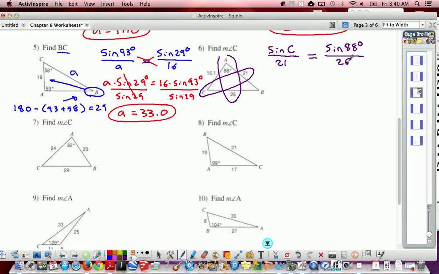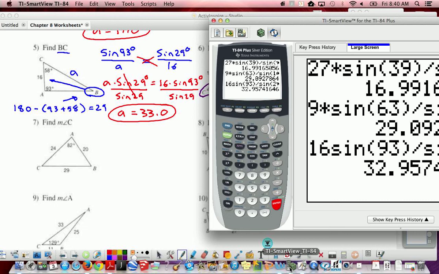Now, since I'm finding angles, I'm going to use inverses on all of these. So I'm going to first, however, cross multiply. Boom, boom. So 26 sine of C equals 21 times sine of 88. Divide both sides by 26. So now I have my sine of C by itself. So now to get C by itself, I need to do the sine inverse. So I'm going to take what's here in parentheses and start off by saying sine inverse.